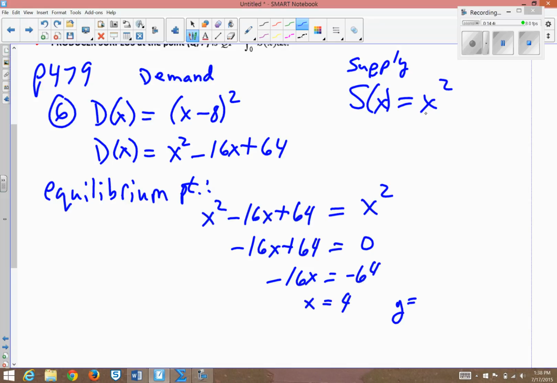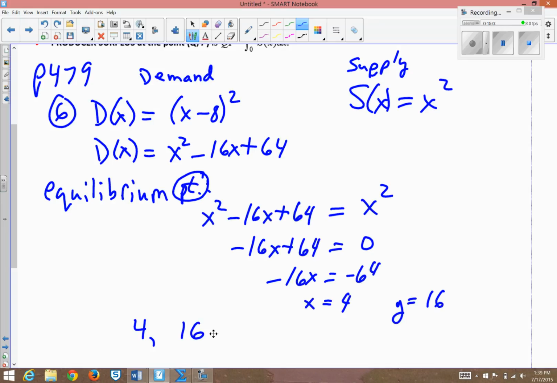Plug 4 in here, we get 16. If you plug 4 in here, you'll get the same thing. So you use either one or both as a check. A point has an x coordinate and a y coordinate. The x coordinate is 4, and the y coordinate is 16.